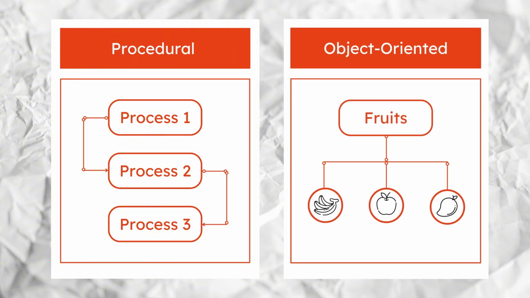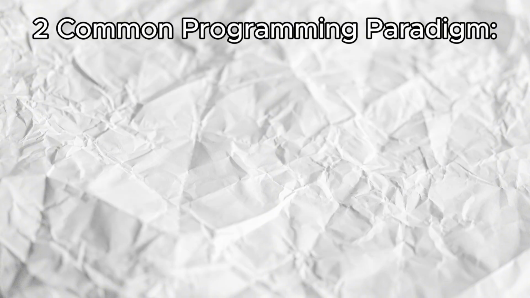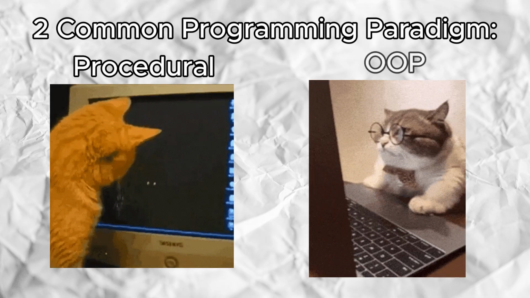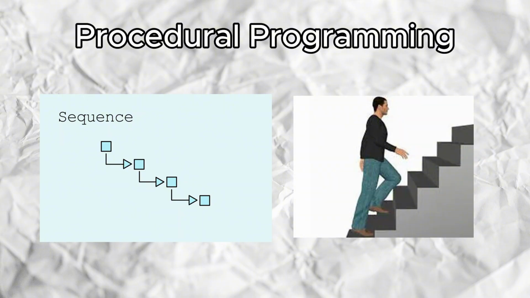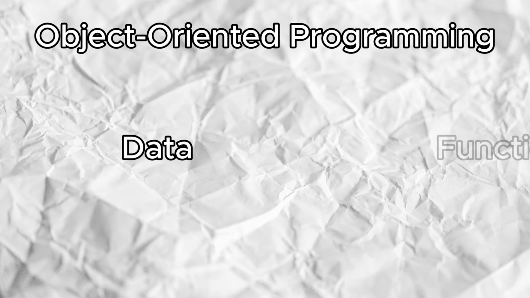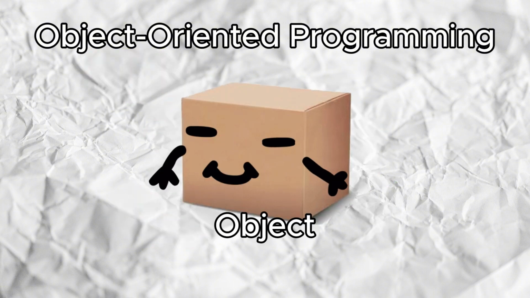Let us now define procedural and object-oriented programming. The two most common programming paradigms are procedural programming and object-oriented programming. The procedural programming approach is written in a sequence of steps where the data and functions are separated, while object-oriented programming organizes the program using objects, where the data and functions are together inside the object.